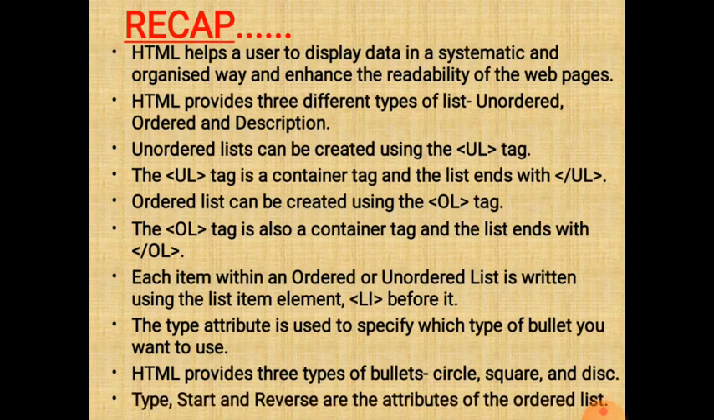Type, start and reverse are the attributes of an ordered list. We only use the start and reverse attributes in an ordered list. We never use them in an unordered list. The type attribute we use in both, but start and reverse only in an ordered list. Let's continue.